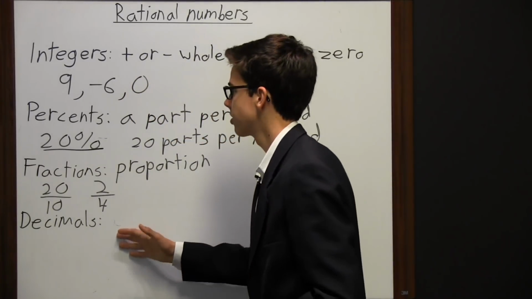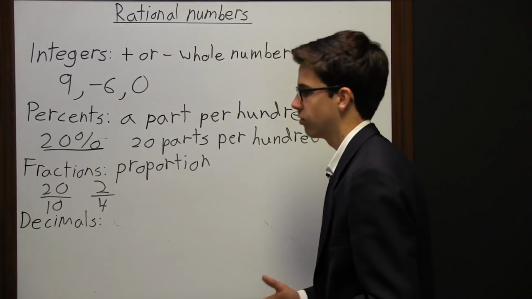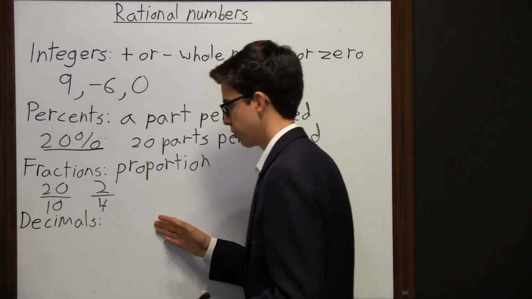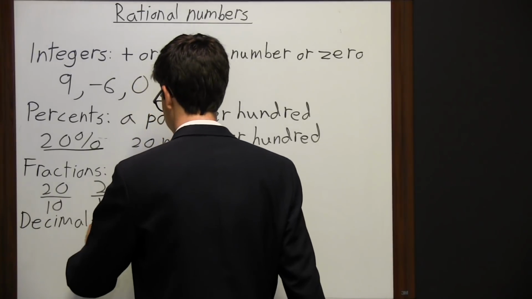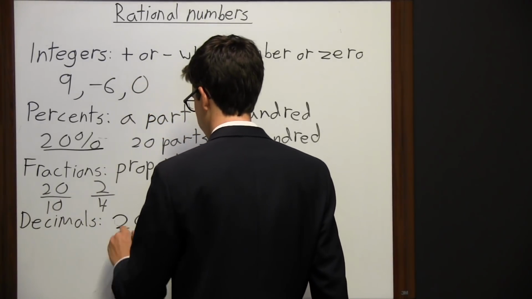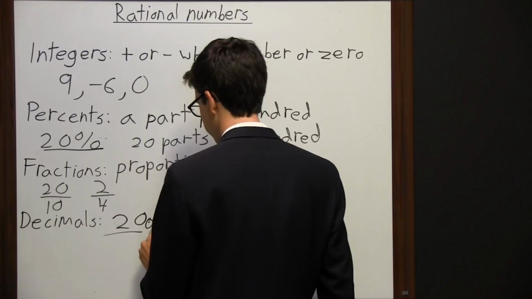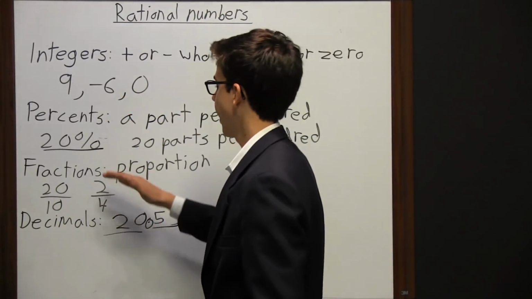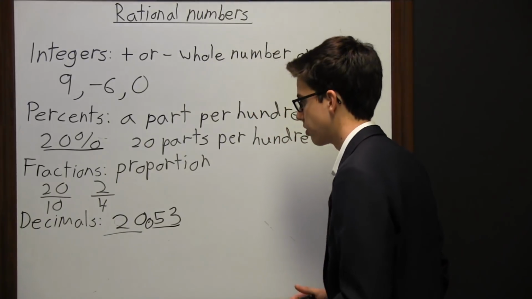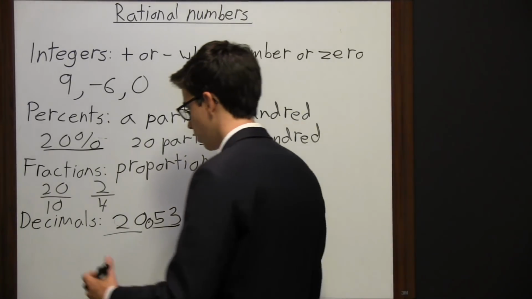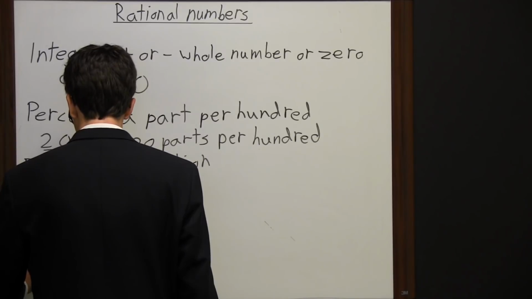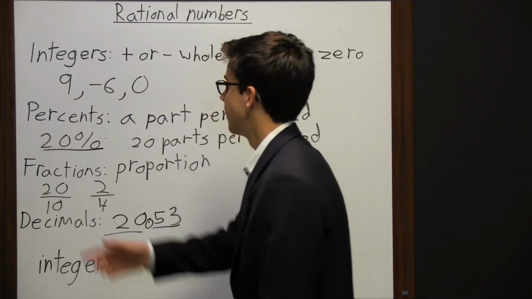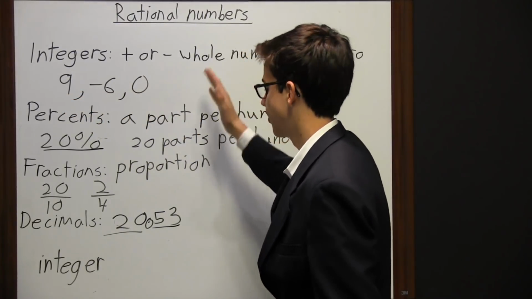And of course we have decimals, so this is where we have an integer, maybe 1, maybe 89, maybe 0. And then we have a decimal place, and then we have numbers after the decimal, like 20.53. So we have our integer, we have a decimal, and then we have numbers after the decimal. So integers, percents, fractions, and decimals are all rational numbers, usually. There are some rules. So in order to be a rational number, just to summarize, it either has to be an integer, like we talked about. If it's a number like 9, negative 6, 0, it's always going to be a rational number.